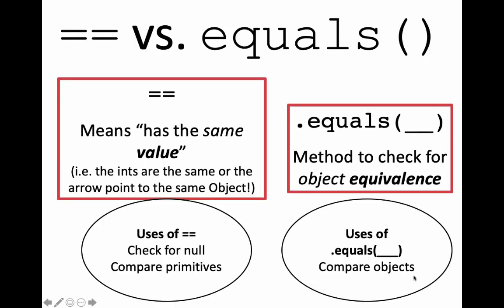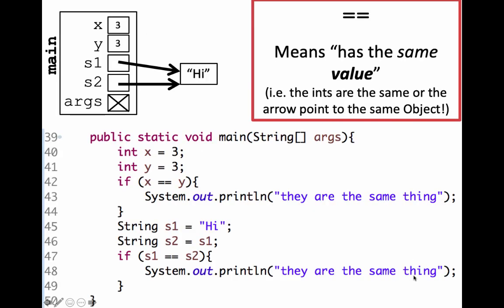Okay, so equal equals on the left means it has the same value, and we can use it to check for null or to check primitives. And then the dot equals on the right, that's where we check equivalence. And there we're actually going to look at the insides of the object to see if they meet our definition of equivalence, and we get to decide what equivalence means. Okay, so check out the main method that I've got here.